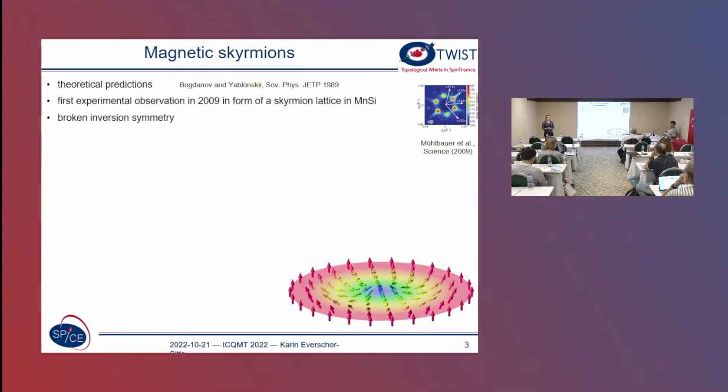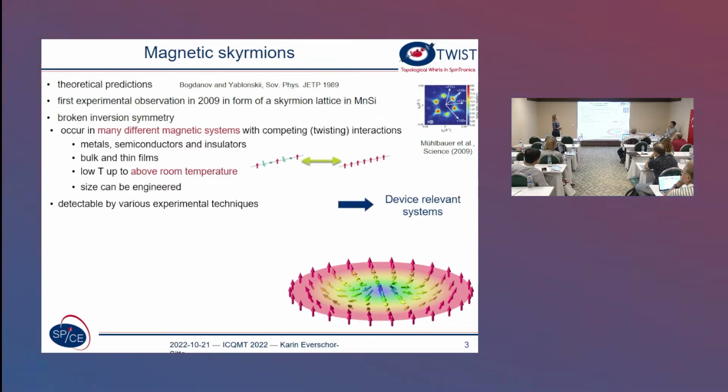The inversion symmetry you can break spontaneously, or you can break it explicitly, like we have seen in the results when we use, for instance, the Dzyaloshinskii-Moriya interaction, where the material itself breaks inversion symmetry. Skyrmions by now have been found in many different magnetic systems, including metals, semiconductors, insulators, in bulk and thin films. And a huge advantage to the field is that we have them above room temperature. These first ones were below 30 Kelvin.